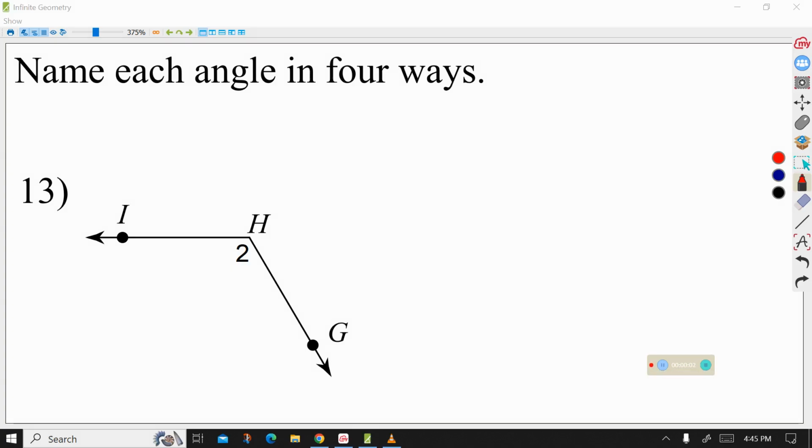So here we are continuing our introduction to geometry assignment. We're going to work on angles this time. The last video was line segments, so if you missed that one, go back and watch the line segment addition postulate video. This one will be about the angle addition postulate.